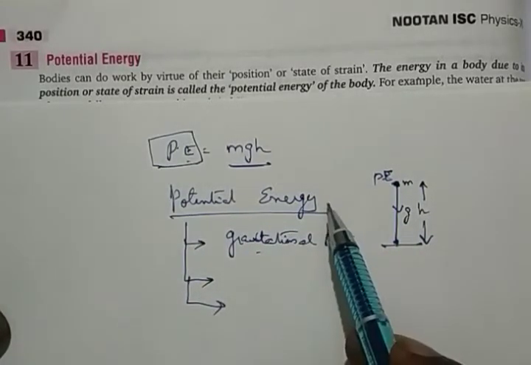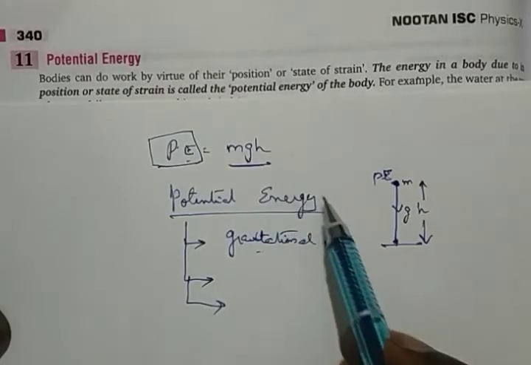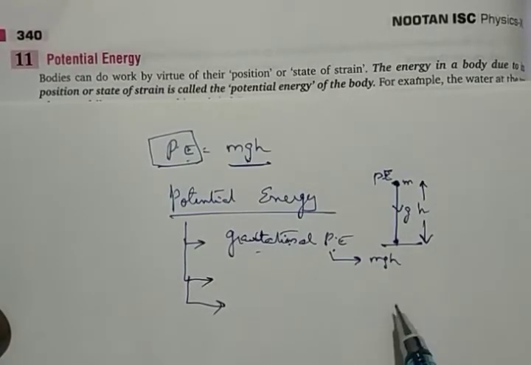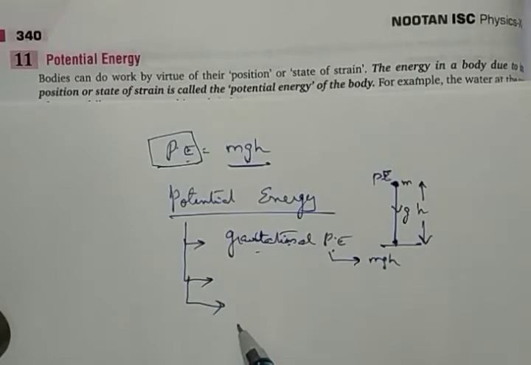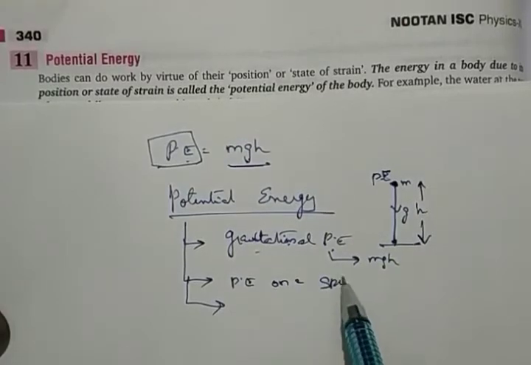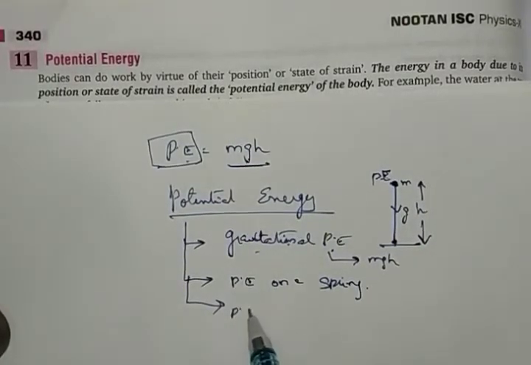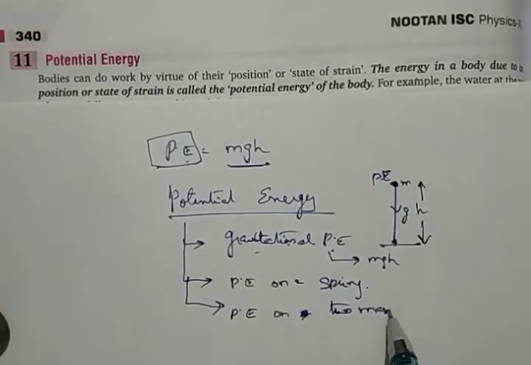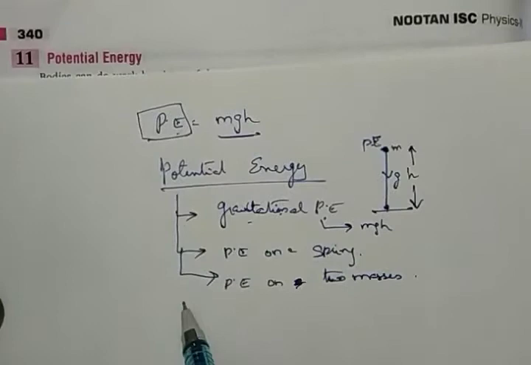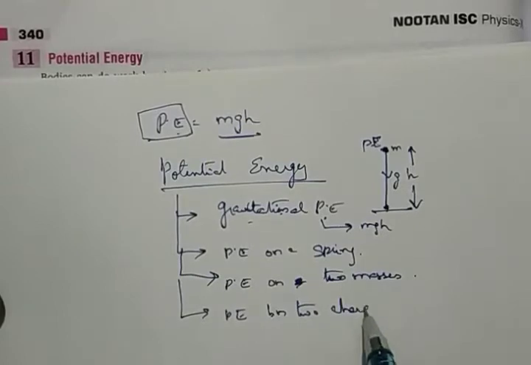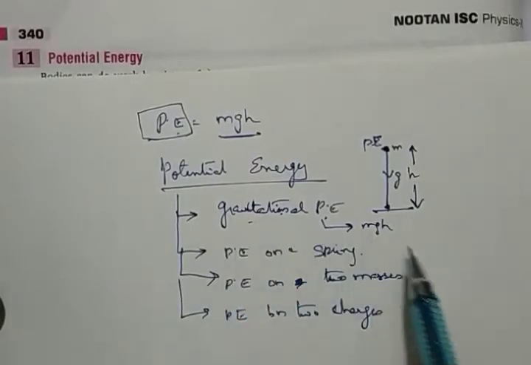So don't always say potential energy means mgh is the formula. No. Gravitational potential energy has its formula as mgh. Then what other potential energies could be possible? Potential energy on a spring, on two masses, or potential energy between two charges. Potential energy can be in so many places.